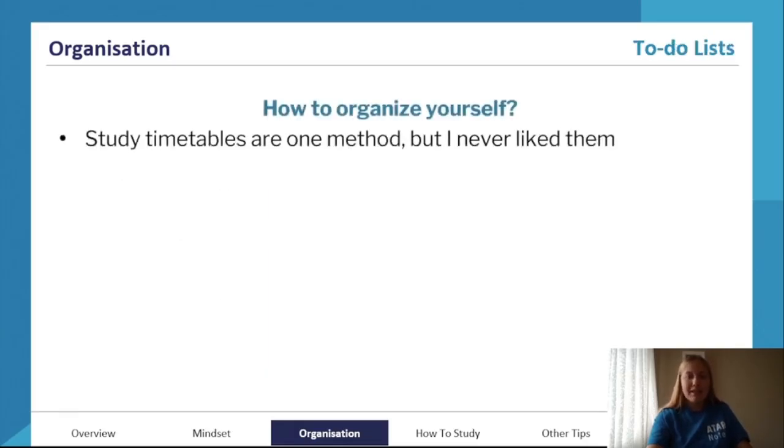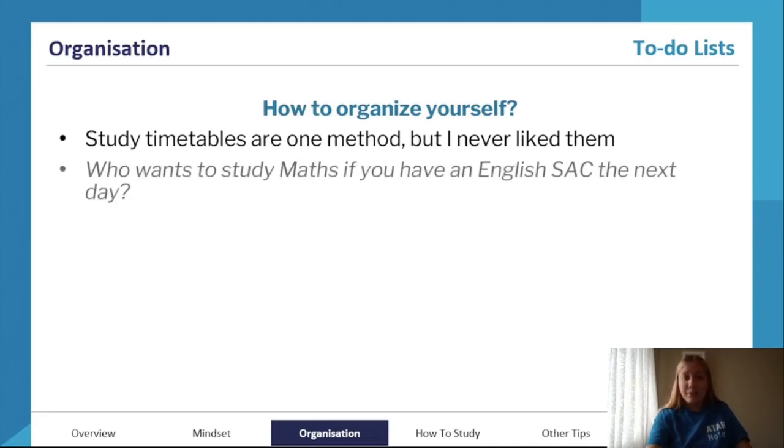So, one strategy is to-do lists. You can also have study timetables. Obviously, this is what some students do. I never personally liked them, and oftentimes they don't apply. They might not be relevant. For example, your schedule changes every week. We know we have SACs. We have different priorities every week in terms of subjects. So say your study timetable says you have to study maths one evening, but you have an English SAC the next day. Well, now that's not going to make much sense, right?